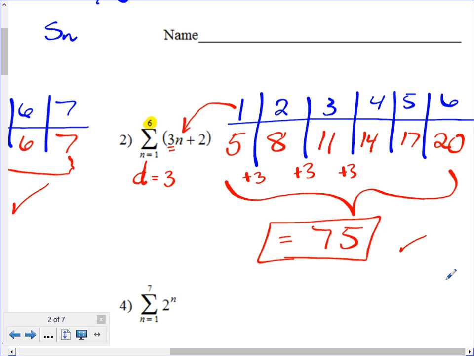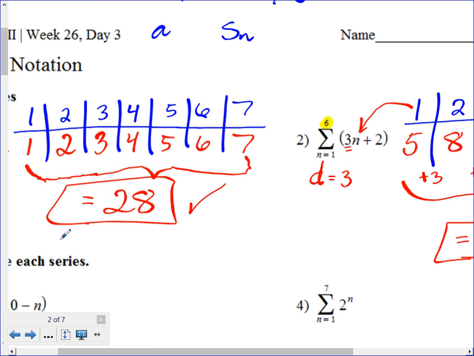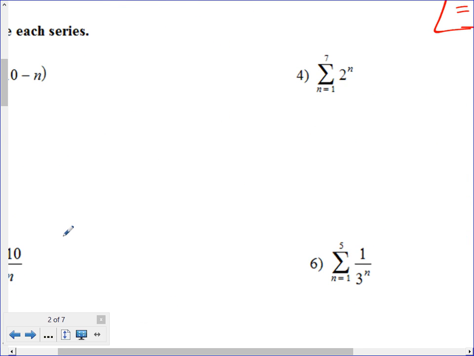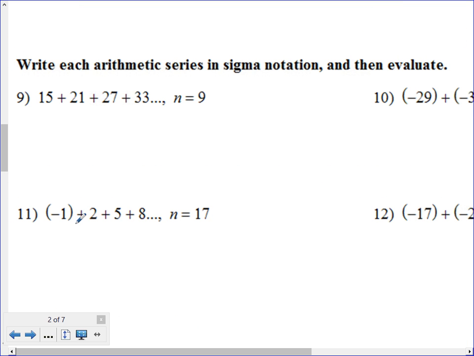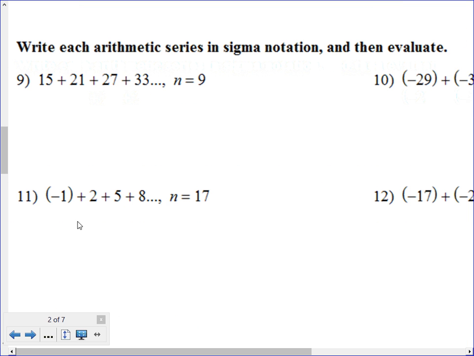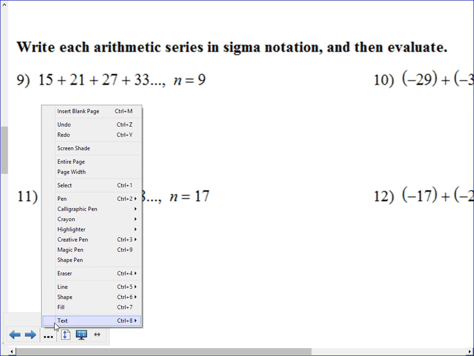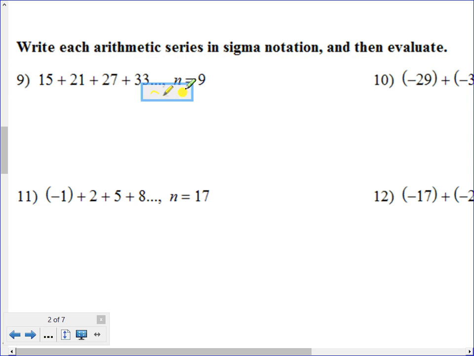Write it down and box it. All right, now, before you get too caught up and speed away with all these easy ones here, look down at number 9. And make sure you look at your directions carefully. It says write each series in sigma notation. Slow down, slow down.